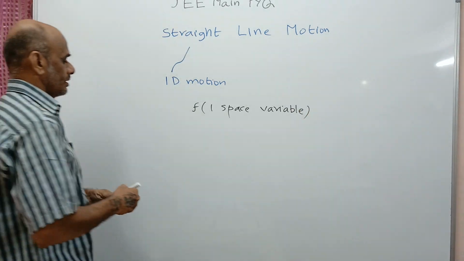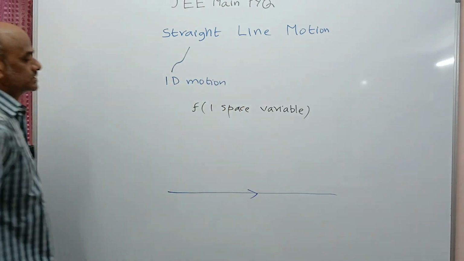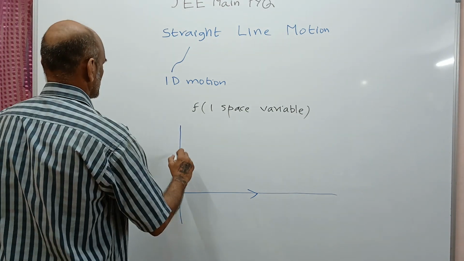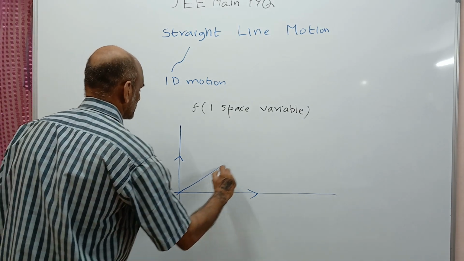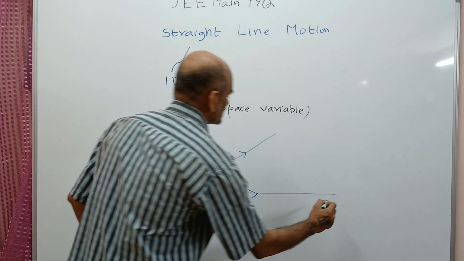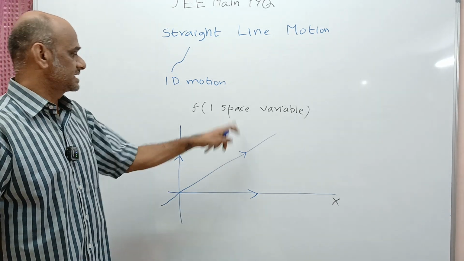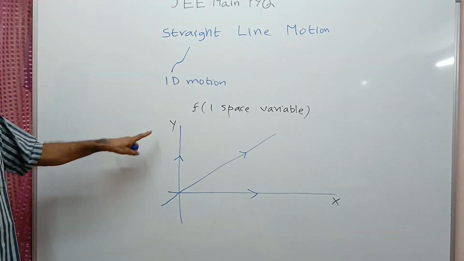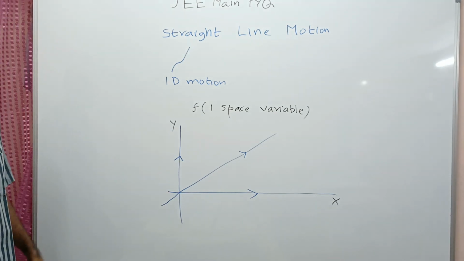For example, the body can be moving along a horizontal line. So this is one example of straight line motion, or it can move along a vertical line, or it can move in some arbitrary direction. If you call this the x-axis, then this is motion on the x-axis, and the space variable for this motion is x. And this motion, which is along the vertical direction, if this is the y-axis, then the speed, acceleration, all those things will depend only on the y variable.